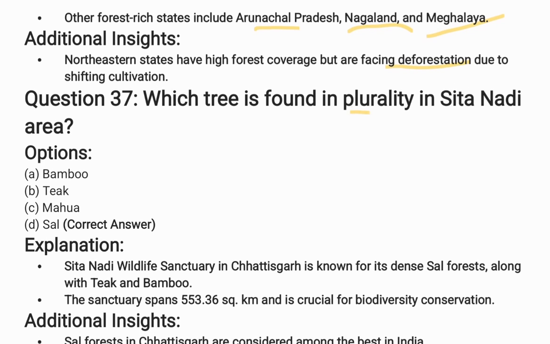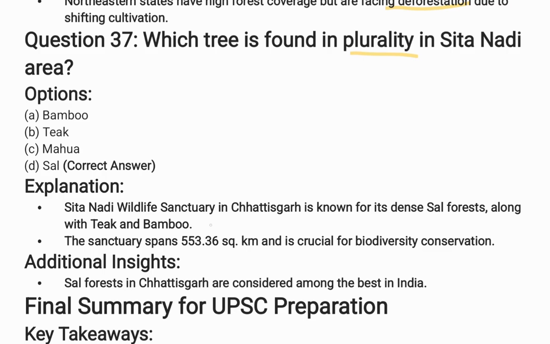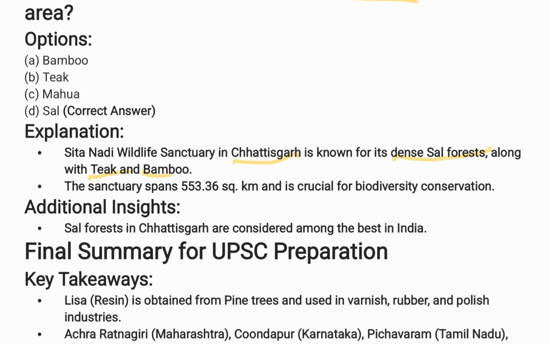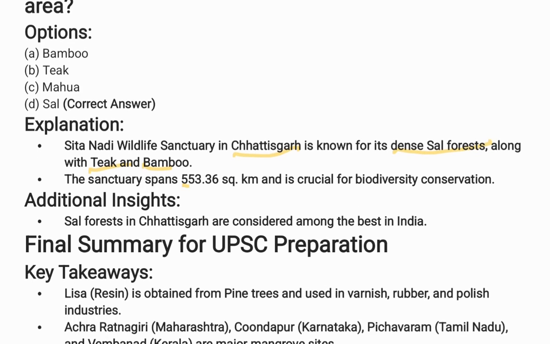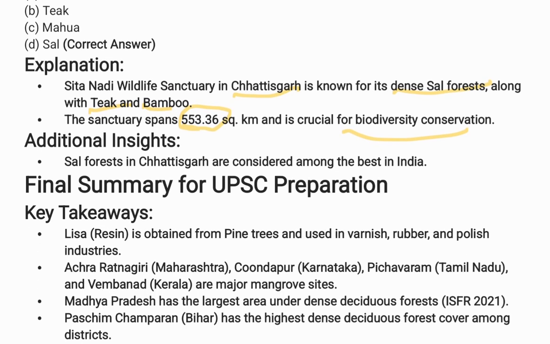Which tree is found in plurality in the Sitanadi area? Sal. Sitanadi Wildlife Sanctuary in Chhattisgarh is known for its dense sal forest along with teak and bamboo. The sanctuary spans 553.36 square kilometers and is crucial for biodiversity conservation. Sal forests in Chhattisgarh are considered among the best in India.